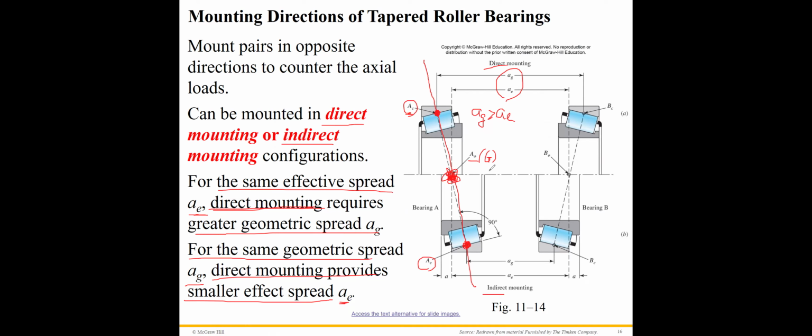So if this mounting approach has the AG greater than AE, we define it as the direct mounting, or else it is the indirect mounting. So for the indirect mounting, we say the AE is greater than AG.